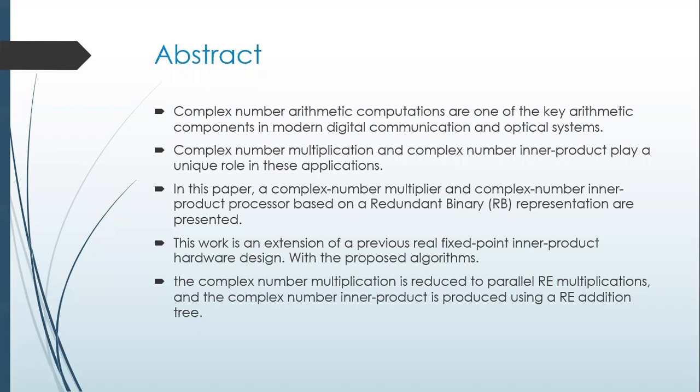In this paper, a complex number multiplier and complex number inner product processor based on a redundant binary representation are presented, which will be represented as RB throughout the presentation. This work is an extension of a previous real fixed point inner product hardware design with the proposed algorithms. The complex number multiplication is reduced to parallel array multiplications, and the complex number inner product is produced using a redundant binary addition tree.